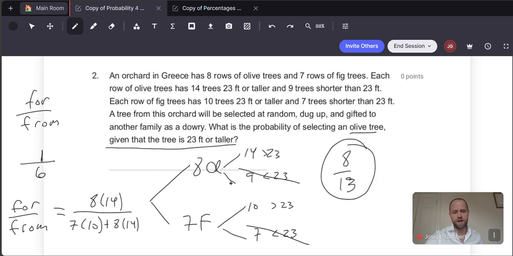Now, surprisingly, the vast majority of students that I've worked with have missed this question, usually because they misunderstood given that the tree is 23 feet or taller. And so definitely make sure that we look out for these things in future exams, and if you have any questions about it, definitely let me know in the comments.